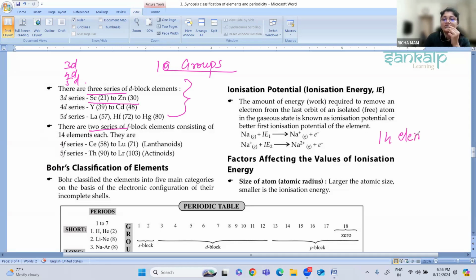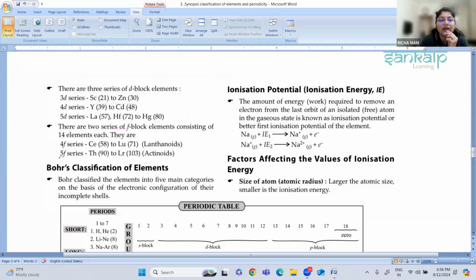Each series consists of 14 elements. The first series is your 4F series. It starts from cerium to lutetium. That is, they are termed as lanthanoids. And your 5F series starts from thorium to lawrencium, that is from 90 to 103. These are termed as actinoids because they are in the same group.